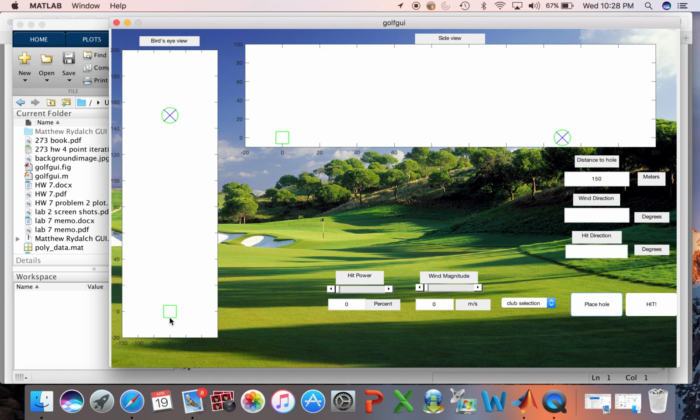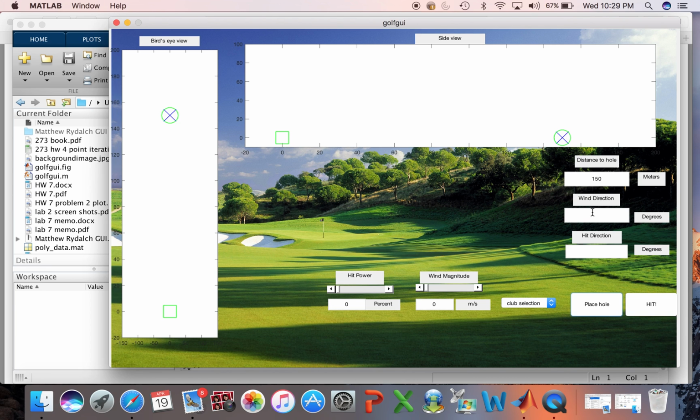So as you can see, I've marked the tee box and the hole for the bird's eye view and for the side view. Side view graphs the north direction and the y direction, and the bird's eye view graphs the north direction versus the east direction, or vice versa.